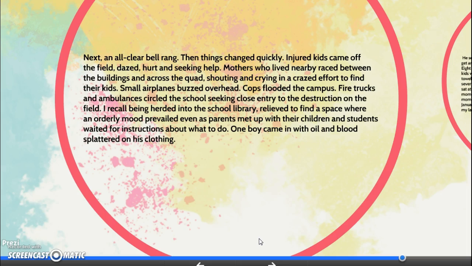I recall being herded into the school library, relieved to find a space where an orderly mood prevailed, even as parents met up with their children and students waited for instructions about what to do. One boy came in with oil and blood spattered on his clothing.